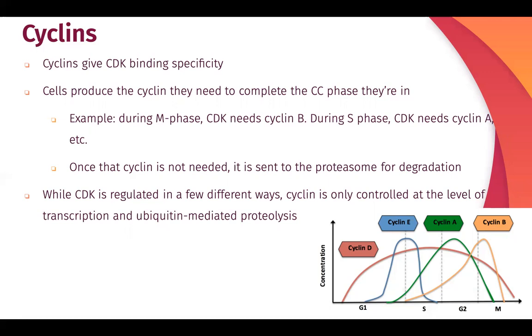And then just something to notice is that we just talked about a bunch of different ways that CDK can be regulated. Cyclin is only controlled by the level of transcription. So you can up-regulate transcription or down-regulate transcription, and that'll make more or fewer cyclins. And then you can also go through ubiquitin-mediated proteolysis. So that just means it gets ubiquitinated and then sent off to the proteasome to get chopped up, eaten basically.